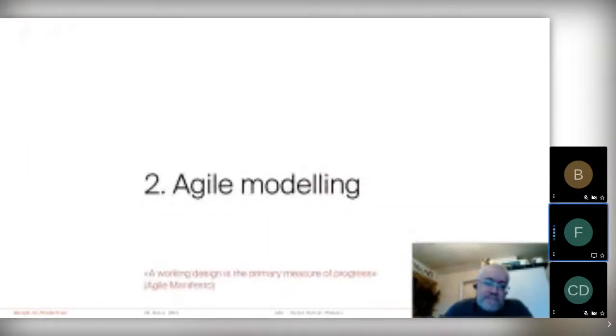The second thing that I want to stress is that we need to think about more agile ways of modeling. A working design is the primary measure of progress, is a quote from the Agile Manifesto, which actually comes from the software development and was a big movement that went away from the good old waterfall model in software development, also, for the better idea of actually trying to do much smaller cycles in project development that always end up with a working piece of software.